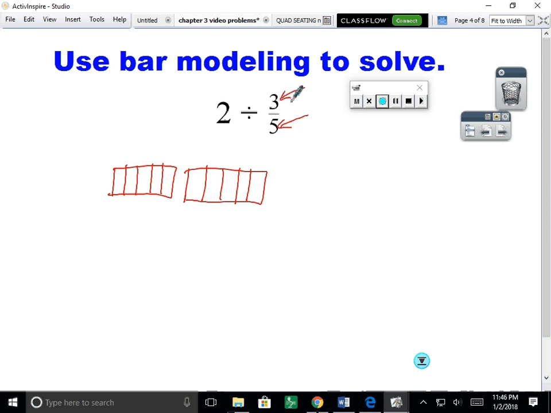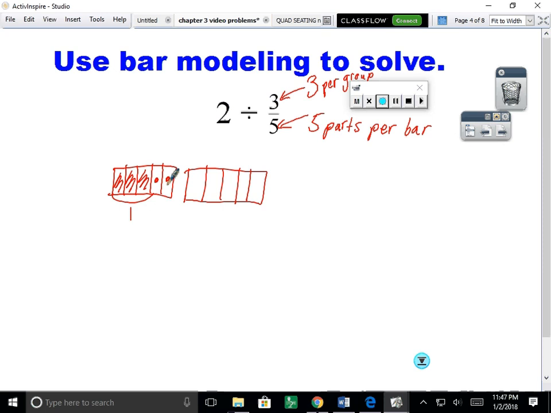Well, remember the numerator comes next. So that 5 was 5 parts per bar. And this numerator, it's a 3. That means 3 per group. I'm grouping these into 3s this time. So this time I'll shade 3 of them. 1, 2, 3. And I end up getting 1 whole group. 1 group of 3/5.